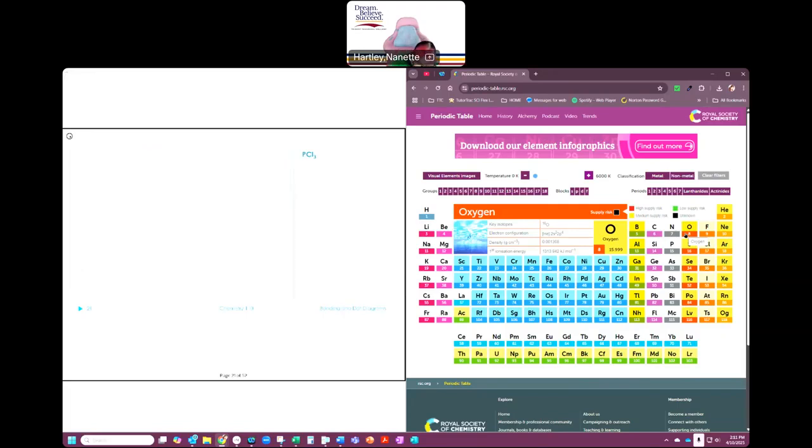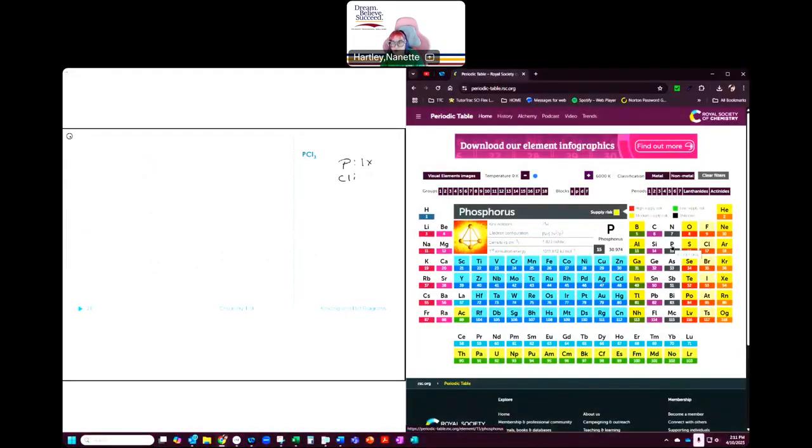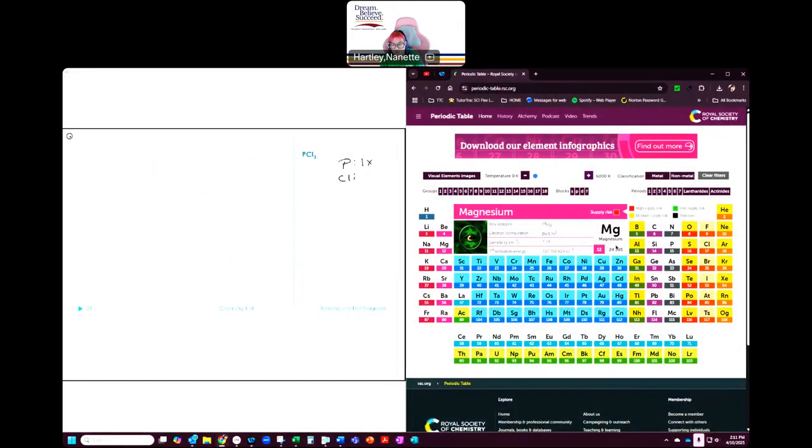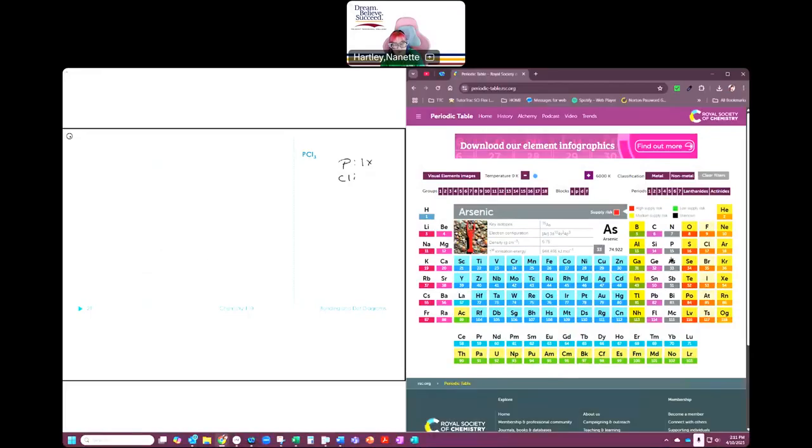So let's see what that looks like. PCl3 contains a phosphorus and some chlorine. So I have 1 phosphorus. Based on my periodic table, I find it right here. Now I count how many electrons are in this row: 1, 2, 3, 4, 5. So there are 5 in that row. That means I have 5 valence electrons from phosphorus that are being contributed to this particular molecule.